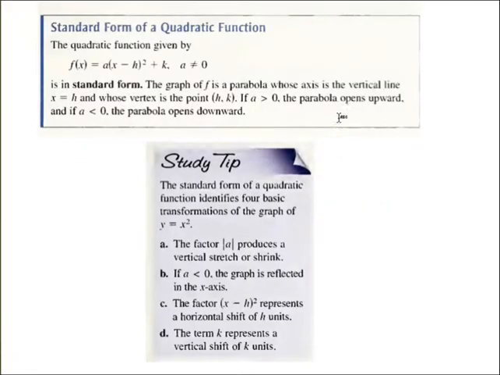Alright, the book definition: the quadratic function given by f of x equals a times the quantity x minus h, quantity squared, plus k, where a does not equal 0. So the graph of f is a parabola whose axis is the vertical line x equals h and whose vertex is the point h comma k.